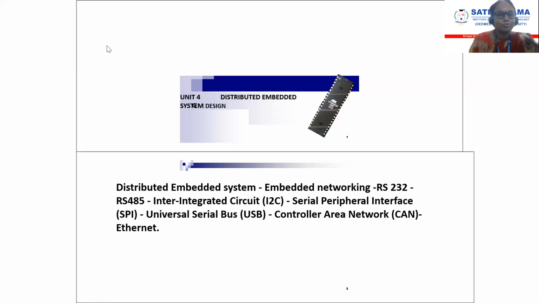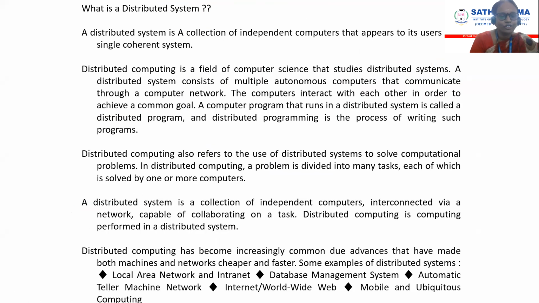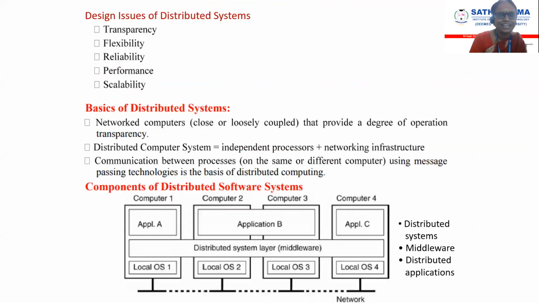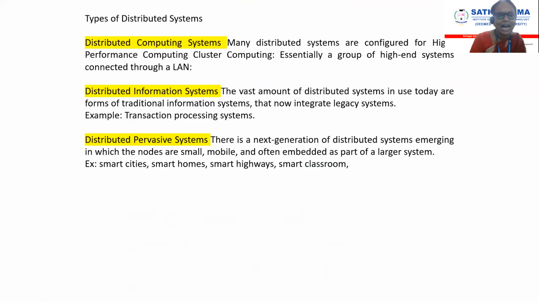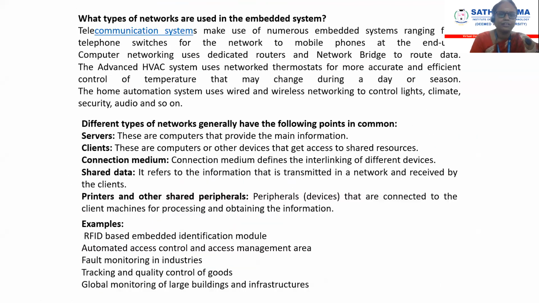Fourth unit, protocols plus distributed embedded system. 7 questions are there, so we will see one by one. First we will see distributed embedded. You have to start it from here. What is a distributed embedded system? What are the advantages? How do we share it? What are the types? All these things you have to explain for distributed embedded. Are you clear? You have to compress and explain all the distributed embedded system.